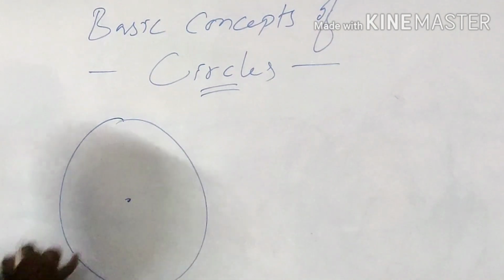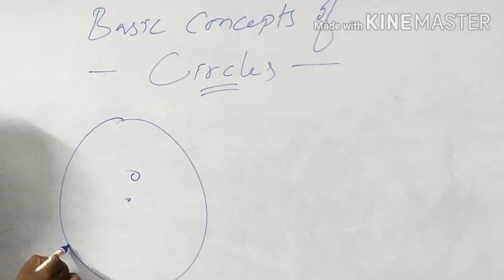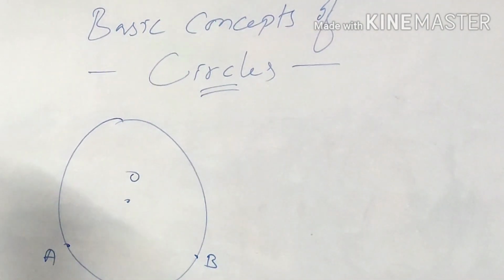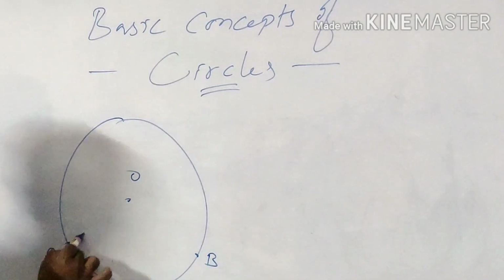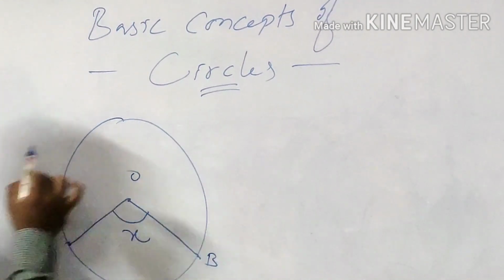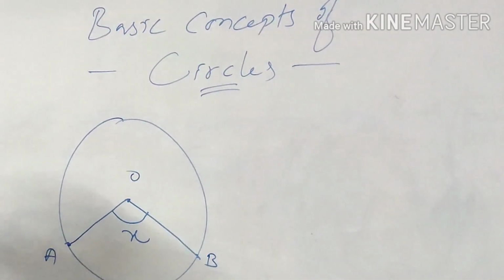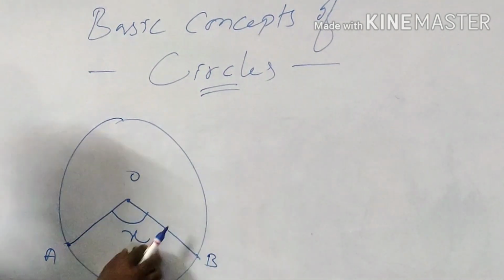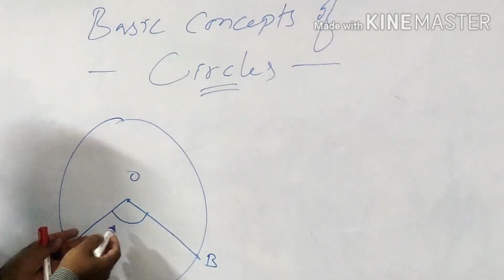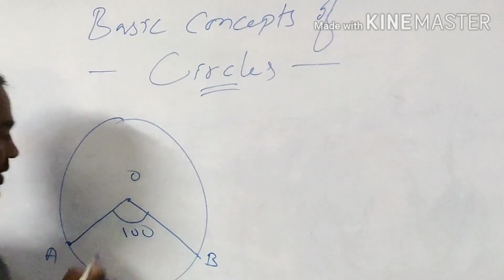A circle with center O and 2 points are plotted on circle, A and B. Now I am going to join with center these 2 points. Suppose angle X is formed here. Any name can be taken, or I will start with any number, then it will be easy to understand. Suppose angle framed here is 100.